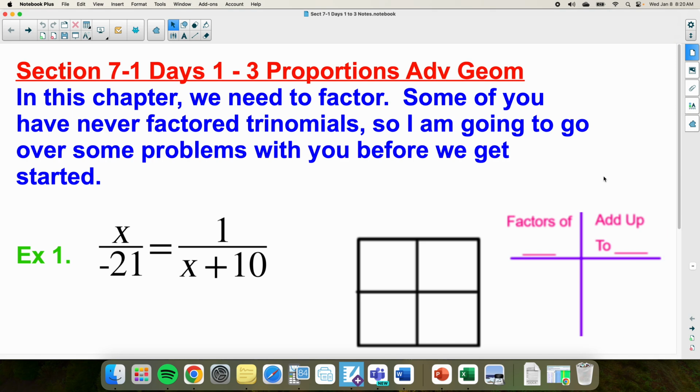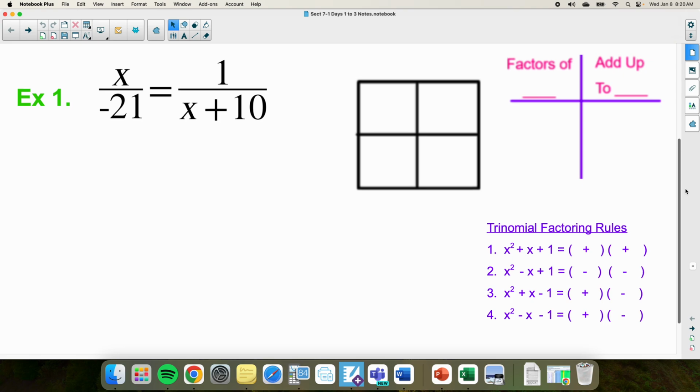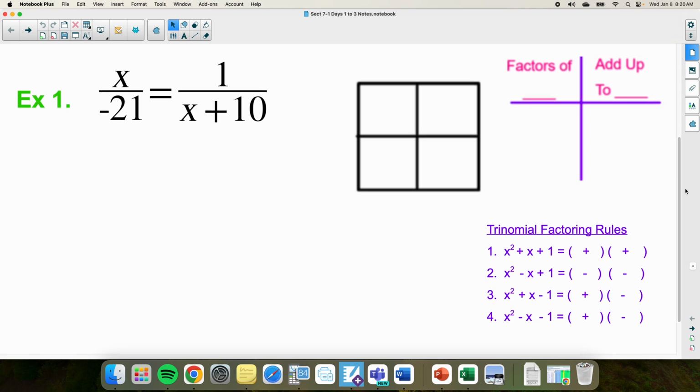So the next chapter that we are doing is on proportions, and we get into similar triangles. And to do similar triangles, you need to know how to solve proportions. So what we're gonna do today is we're gonna learn how to solve one of the harder types of proportions where we have to factor. You may have done this before. I'm gonna show you a little bit different way to factor than you may have learned.